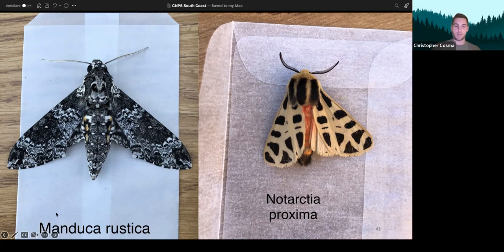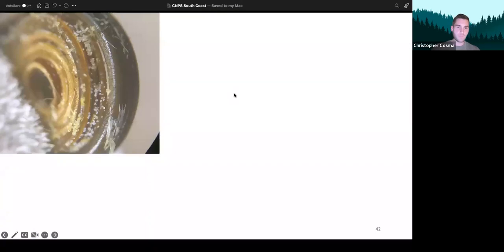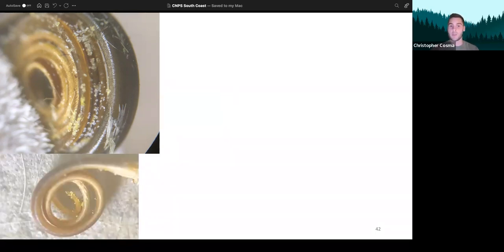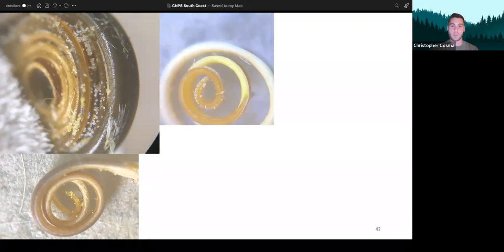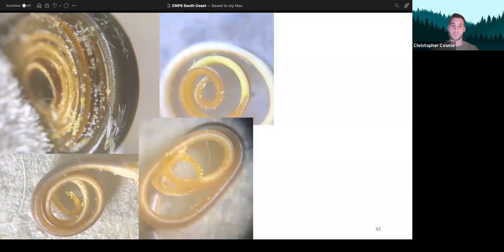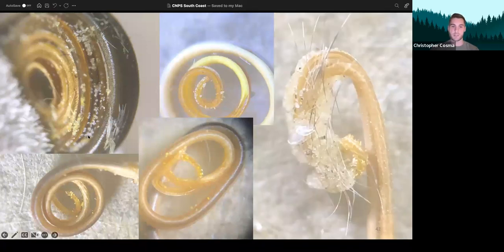So here are some pictures of our native moths. This is a hawk moth, so these can be as big as your hand. And here's a tiger moth that we have here in California. And so in the second part of this research, I pull the pollen that they're carrying on their mouth parts, so those sucking proboscis that they have, and I identify that pollen to determine which plants they're interacting with, which plants they're visiting and potentially pollinating. And so here are some pictures of the proboscis from moths covered in pollen grains, and some of these have a massive amount of pollen on them.